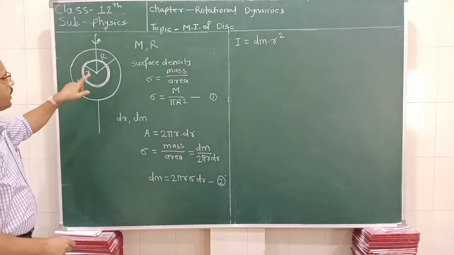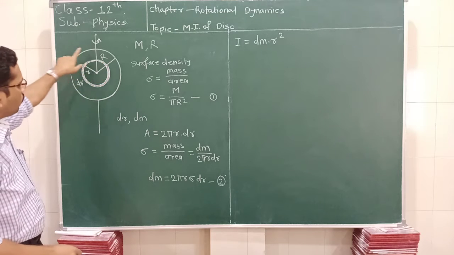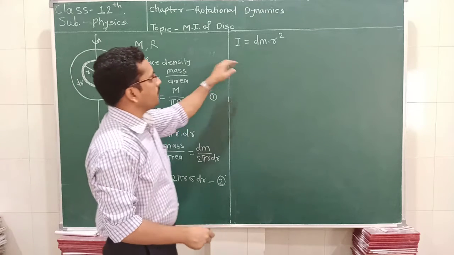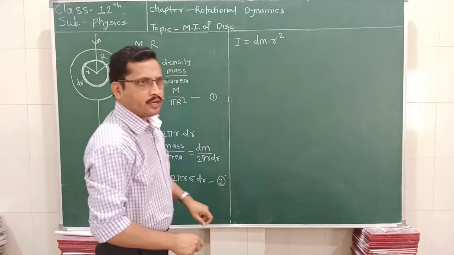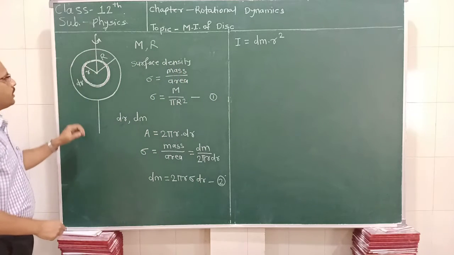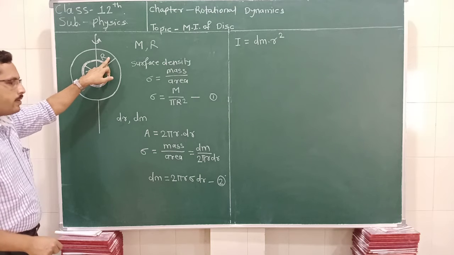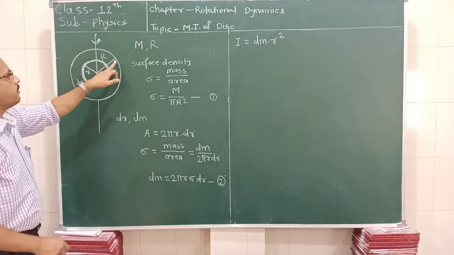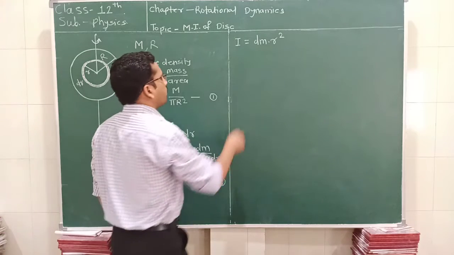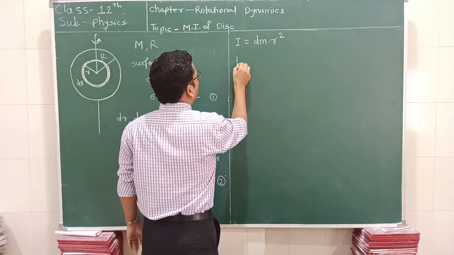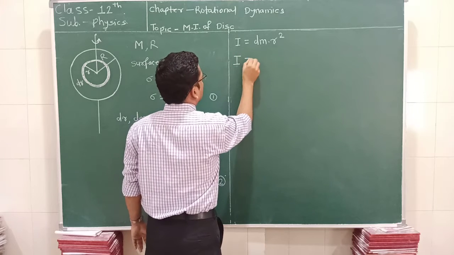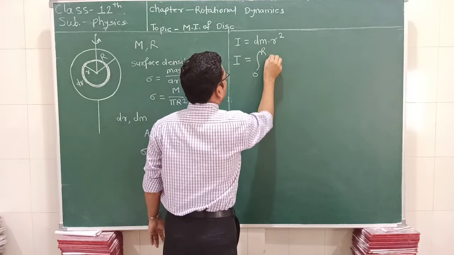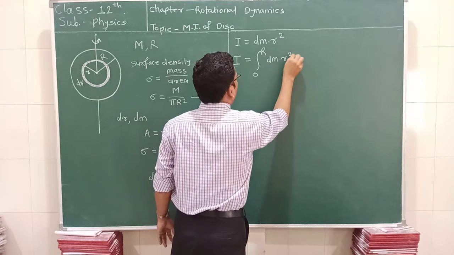Now, this moment of inertia is only for this elemental ring. If we have to calculate the moment of inertia of the whole disk about this axis of rotation, then we must integrate this equation within the limit 0 to R. It means the minimum radius of this disk can be 0 and the maximum is equal to R. Therefore, I is the integral from 0 to R of dm multiplied by r square.